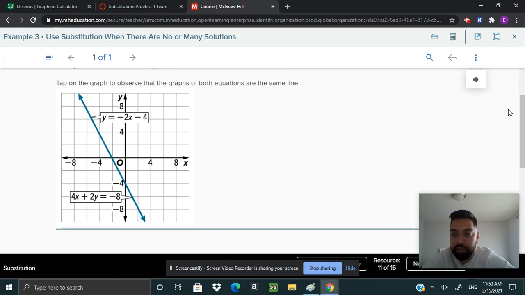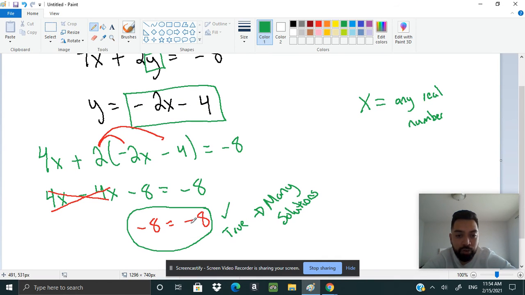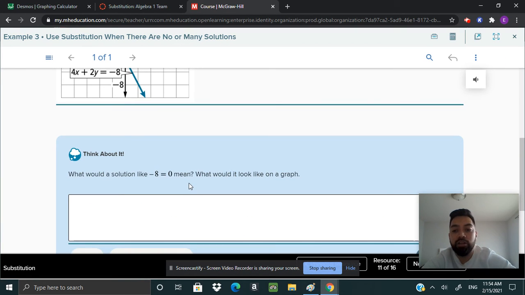See, they graphed it here as well. But down below, it mentions, what would a solution like -8 equals 0 mean? So if you get -8 equals 0, this is not a true statement. So if I go back to this, if this right here would have been -8 equals 0, that would be a false statement. And when you get a false statement, that means that there are no solutions. Okay, and in that case, you would have parallel lines on a graph. Parallel lines never cross, they're never on top of each other like this, they're not the same line. They would never intersect, so we would not have a solution in this case.